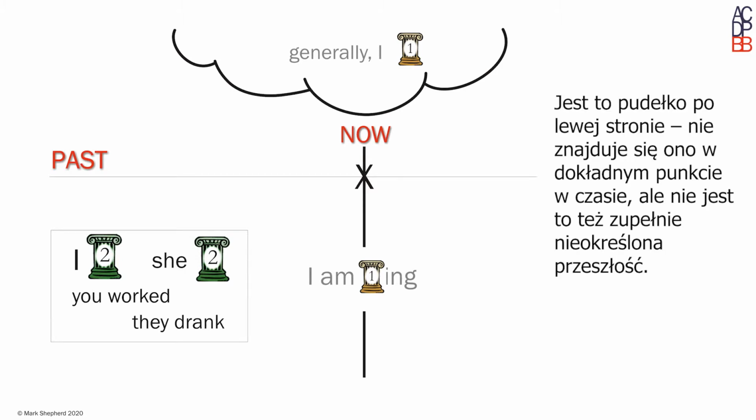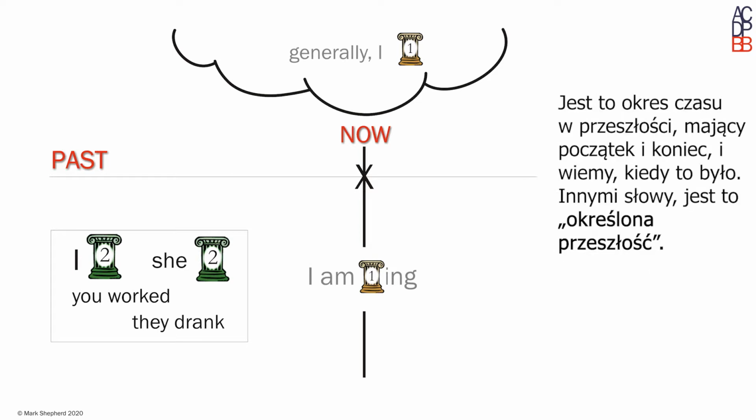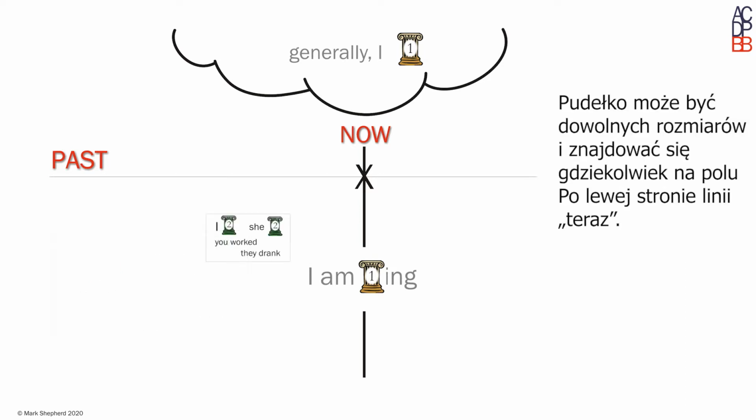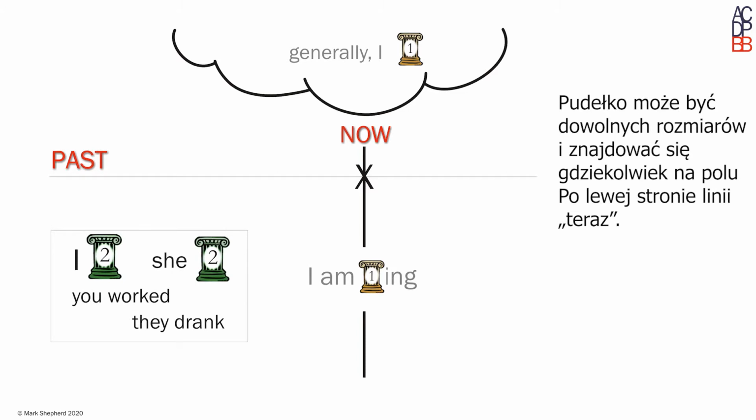It's the box on the left. It's not at a specific point in time, but it isn't the completely undefined past. It's a period in the past with a start and a finish, and we know when it was. In other words, it's the named past. The box can be any size. It can be anywhere on the left of the now line.